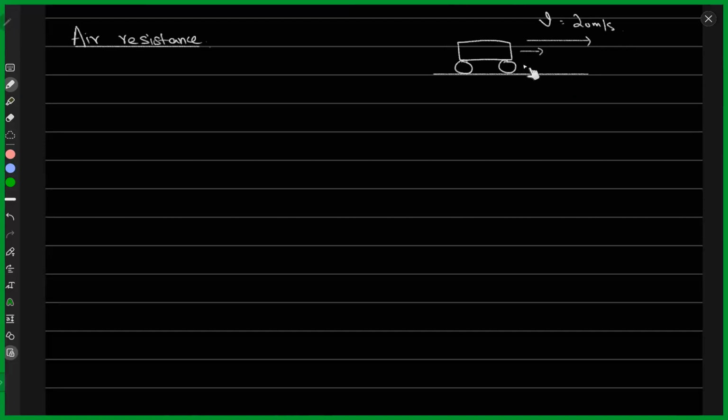If it has to move forward, it has to push the air in front of it out of the way, right? So of course, when it's doing that, this air is causing some resistance to this motion of the car, right? Because of course the car has to push that air out, right?